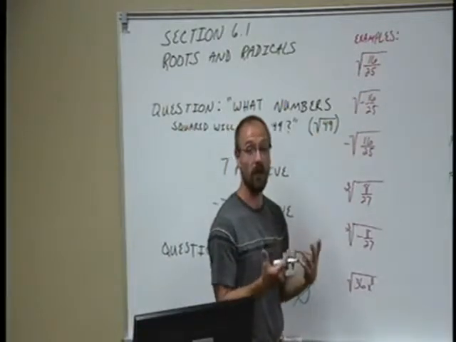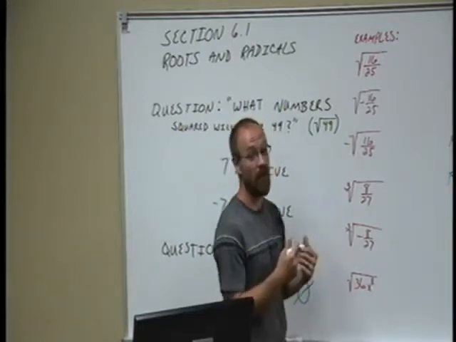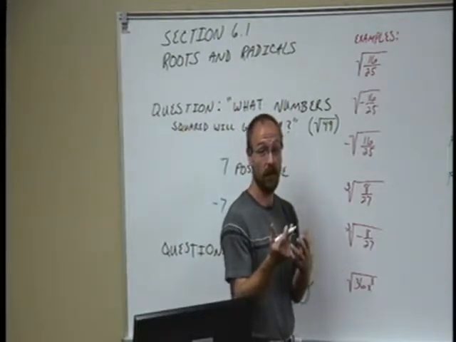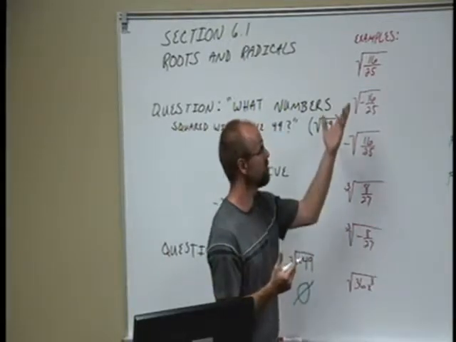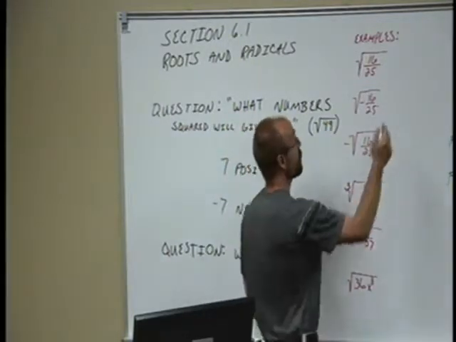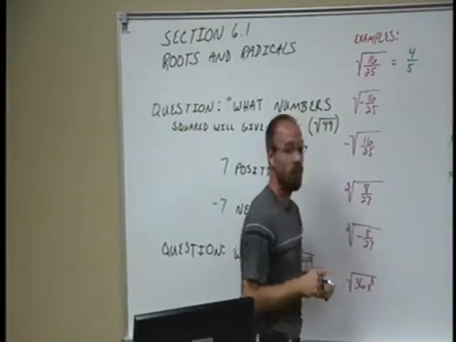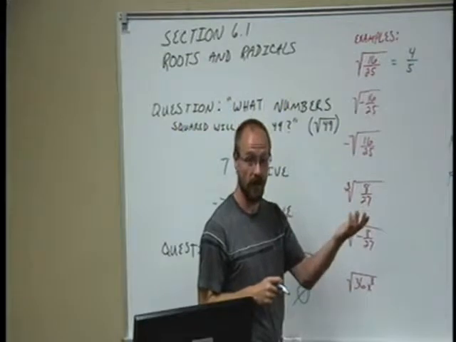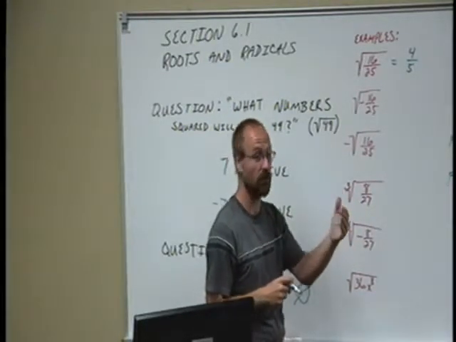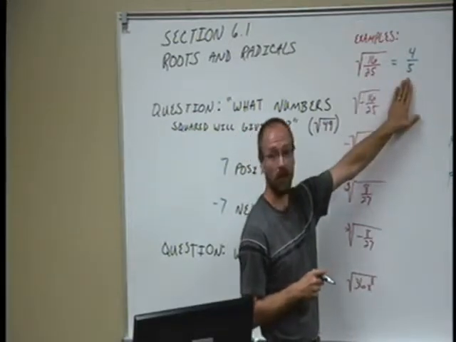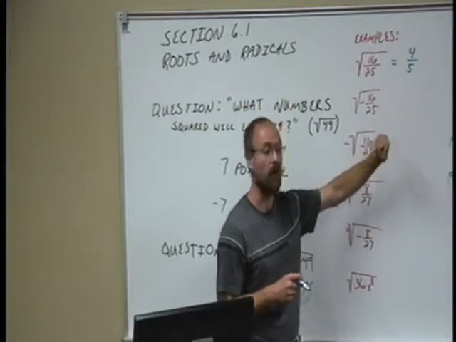So what number times itself would give me 16/25? Well, we could have positive 4/5 times positive 4/5 is 16/25. So we could have 4/5. We could also have negative 4/5 times negative 4/5 to give us that same result. But we're going to just look at the positives for now, right?